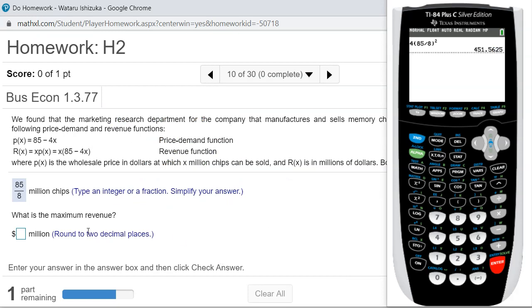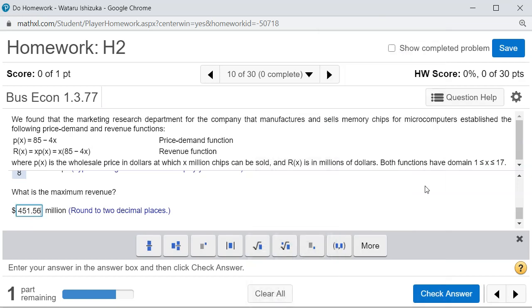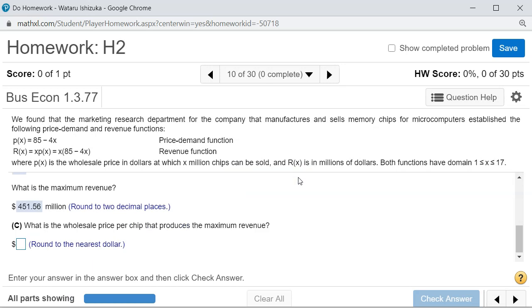All right, so it says 2 decimal places, so we're gonna put $481.56 million. All right, so let's check the answer there. Right, we got that. All right, what is the wholesale price per chip that produces the maximum revenue? Right, remember that the price function is P of X, and X is 85 over 8, so I'm just going to just plug it in and see what happens.